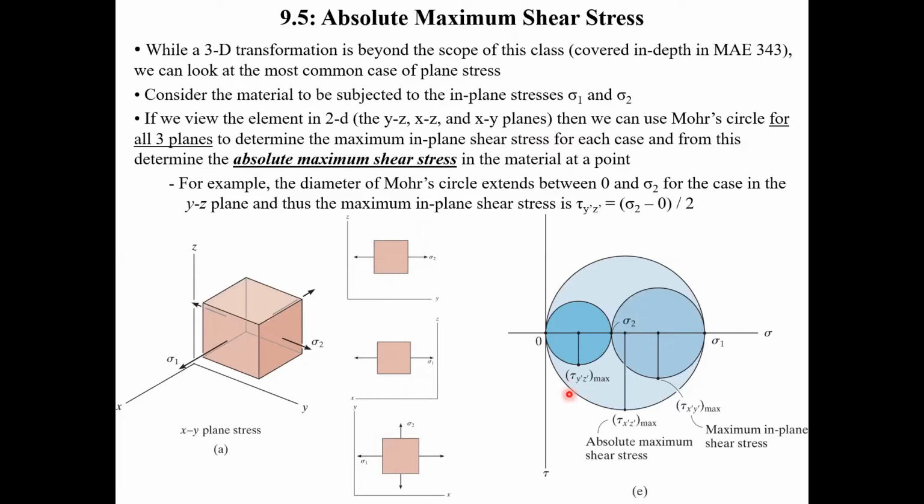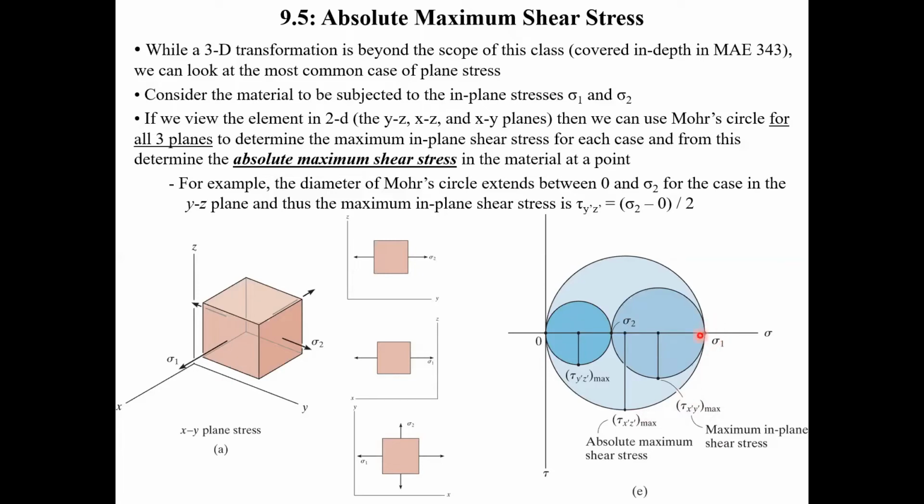So that's what this plot is showing. We have three different circles, one for the XY plane here, and its associated max in-plane shear stress, tau x prime y prime, that's the XY plane. Then one for the YZ plane, that's this one. And then one in the XZ plane, that's this outer one. So basically, the purpose of this section on absolute maximum shear stress is that we're going to find the radius of our largest outer circle when we plot all three principal stresses.